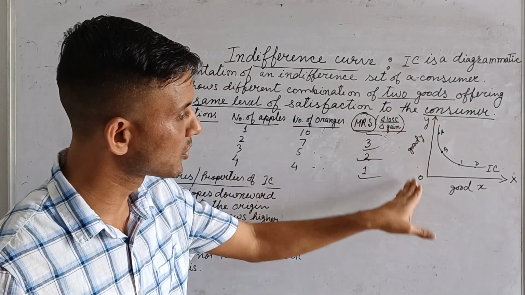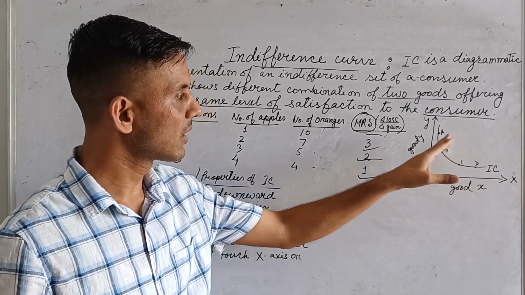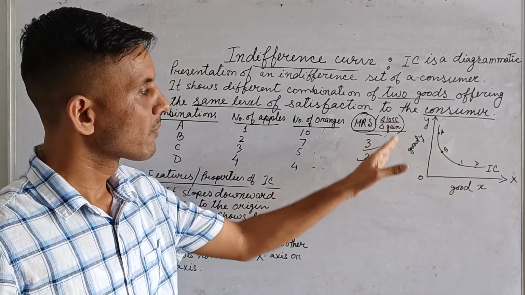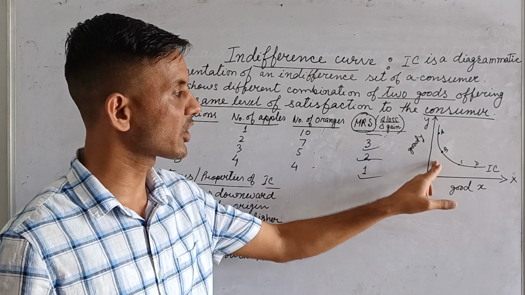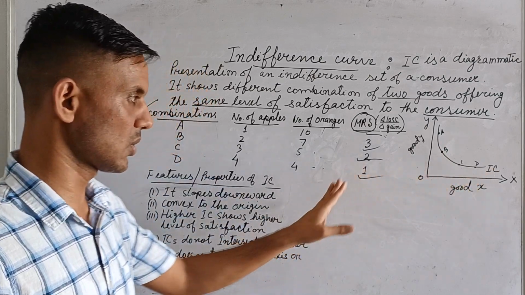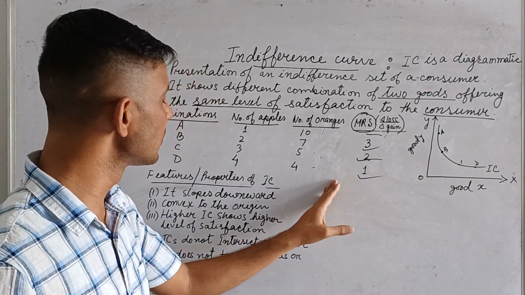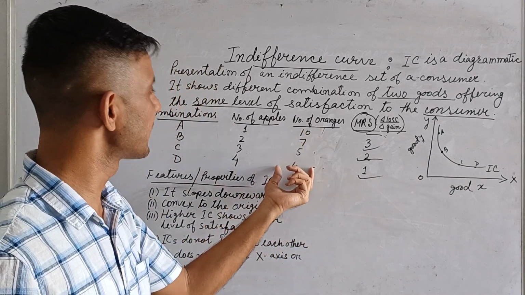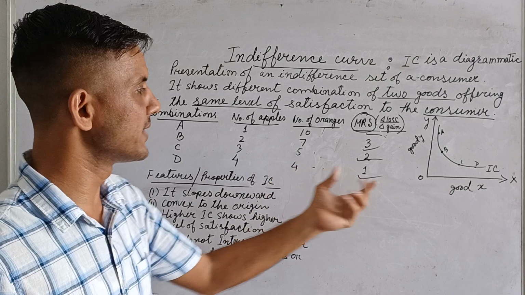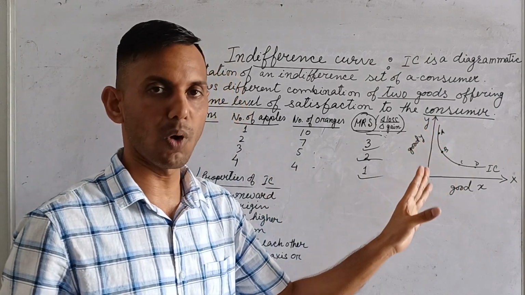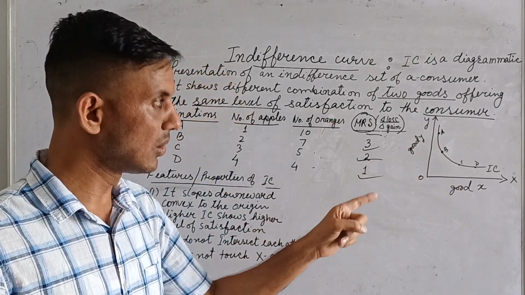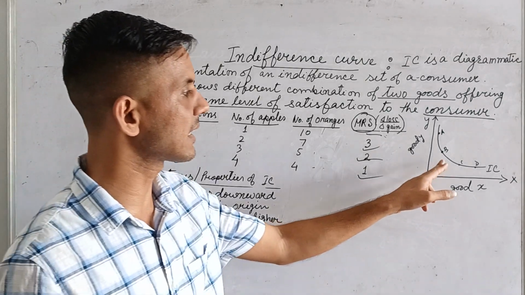And after that I have drawn this diagram. This one is the indifference curve. This is the shape of the indifference curve. I have drawn this curve directly, but when you write these numbers of apples and oranges, you will get some combination points. When you join these combinations, you will get a curve like this.